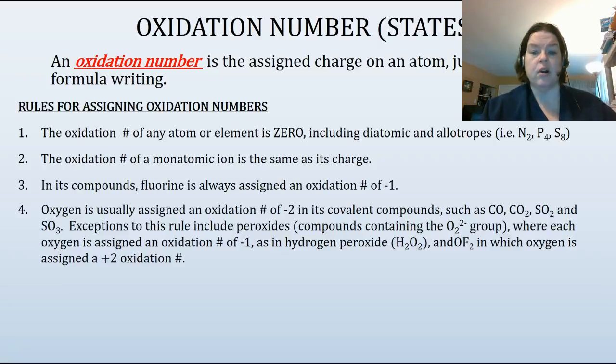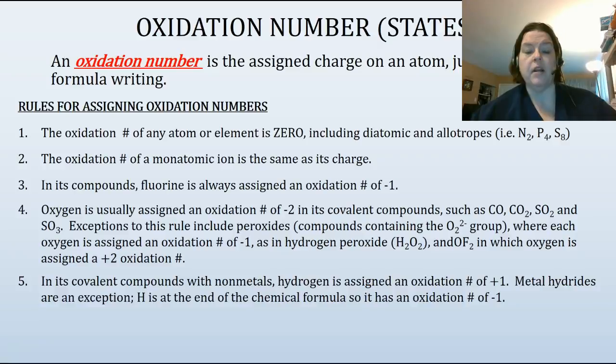So in hydrogen peroxide, H2O2, we see that oxygen has a -1 charge. In OF2, that's oxygen difluoride, the fluorine has a -2 charge, the oxygen has a +2 charge. So when we're assigning oxidation numbers for oxygen, in almost all cases it will be -2, but there are some exceptions, and you see them here: peroxides and this oxygen difluoride, because fluorine trumps oxygen in the assigning of oxidation number.